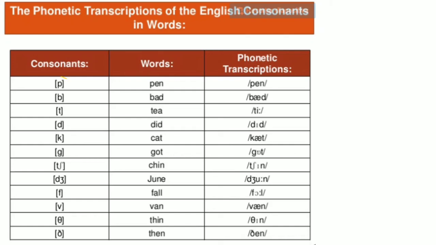So, for example, with the consonant p, this is the symbol, and pen is transcribed in this way. And the minimal pair: b and p are minimal pairs. So you have bad, bad. This is how you transcribe. Bad, and then this word is transcribed like this.